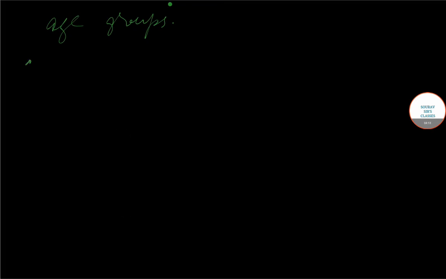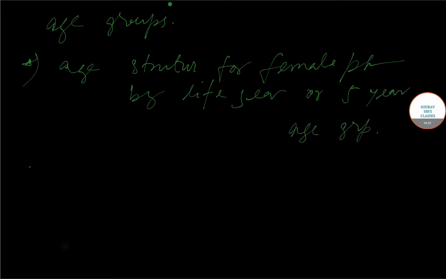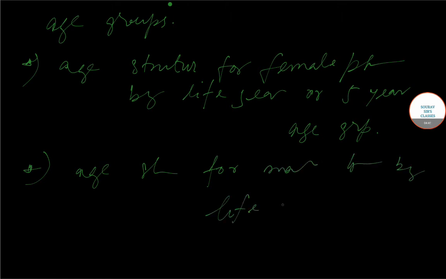Another is age structure for female population by life years or 5-year age groups. This is similar for male, that is age structure for male population by life years or 5-year age groups.